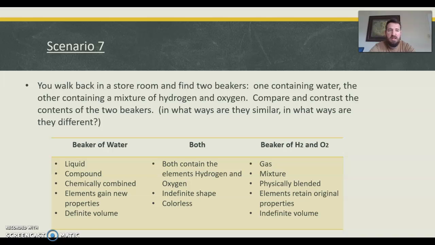So I kind of made a little Venn diagram. In one column I have traits of just the beaker of water. On the far right I have traits of just the beaker that contains hydrogen and oxygen. And then in the middle I put traits that both would go through. All right, so first let's talk about phases of matter.